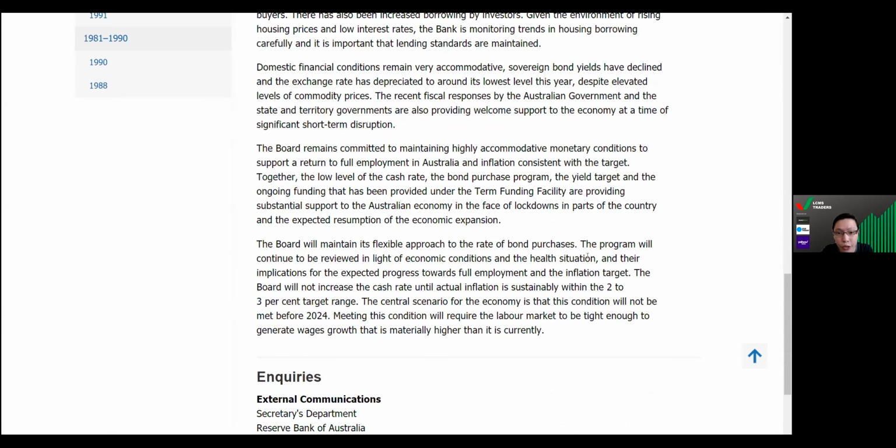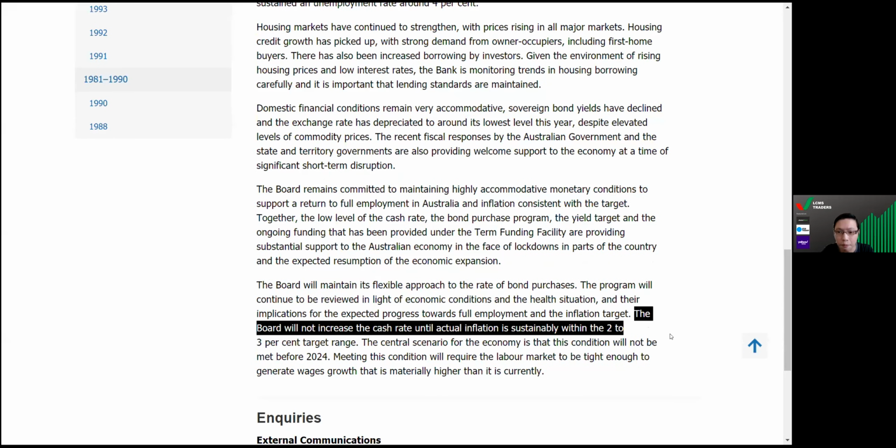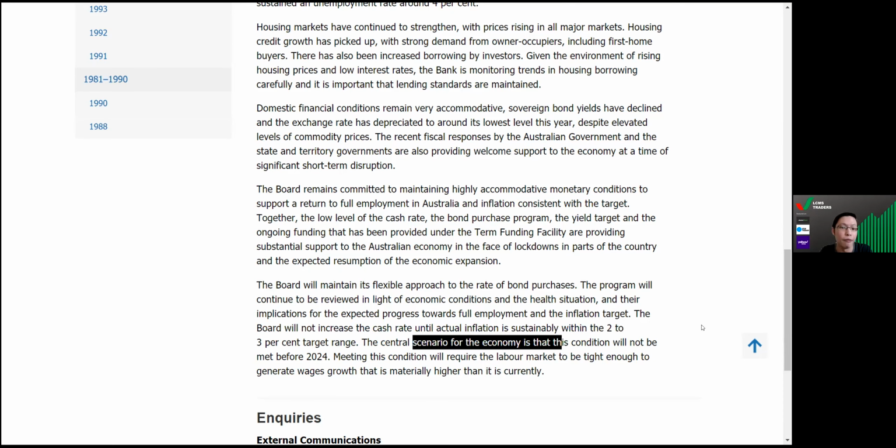For interest rates, I think it's pretty much the same as the previous round of meeting. The board will not increase the cash rate until inflation is sustainably within the 2 to 3% target range. The central scenario for the economy is that this condition will not be met before 2024. So that means the central bank is not expecting a rate hike before 2024. That's pretty much the same stuff that has been going on for the past few meetings in terms of interest rates.